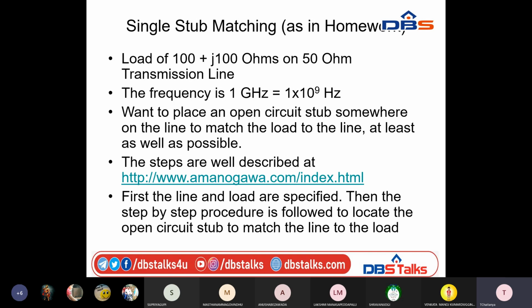An example: the load is 100 plus j100 ohms on a 50 ohm transmission line. The frequency is 1 gigahertz. We want to place an open circuit stub somewhere on the transmission line to match the load to the line. For step by step analysis, you can go through this link.